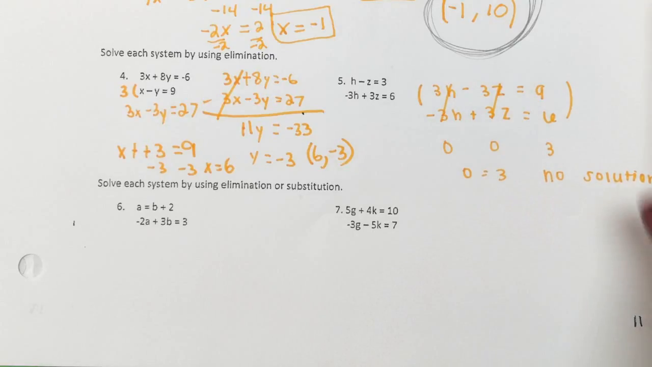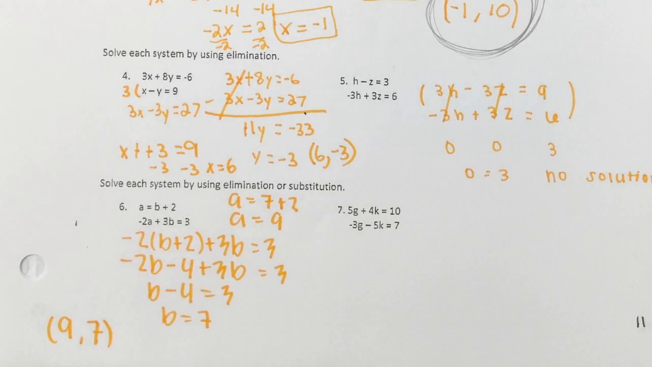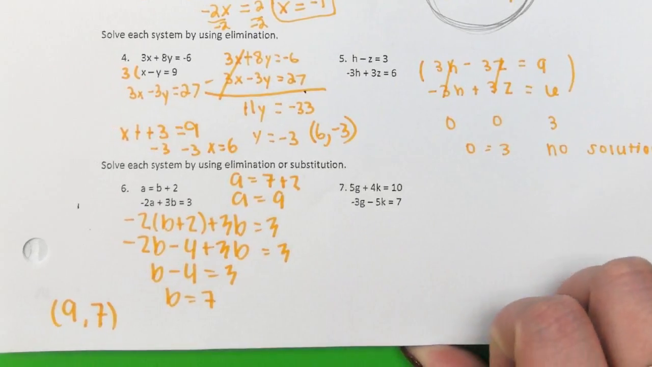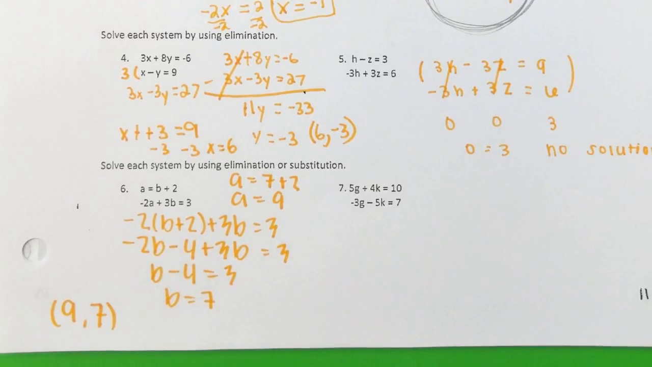All right, we got 2 more to work on down there. All right, so number 6, we got 9 and 7, okay? And then, Harrison, do you have number 7? Can you put that one on the board for us?